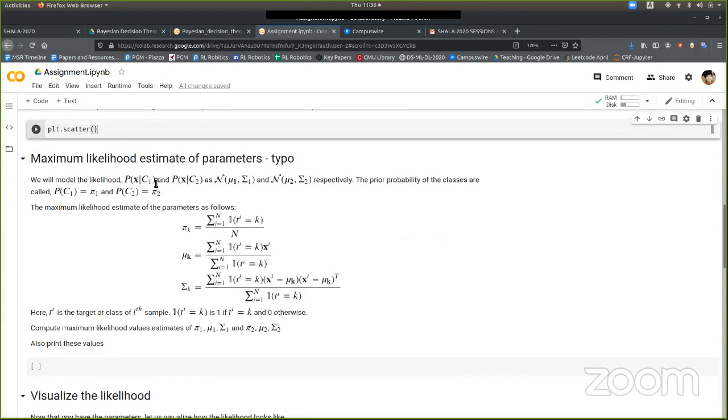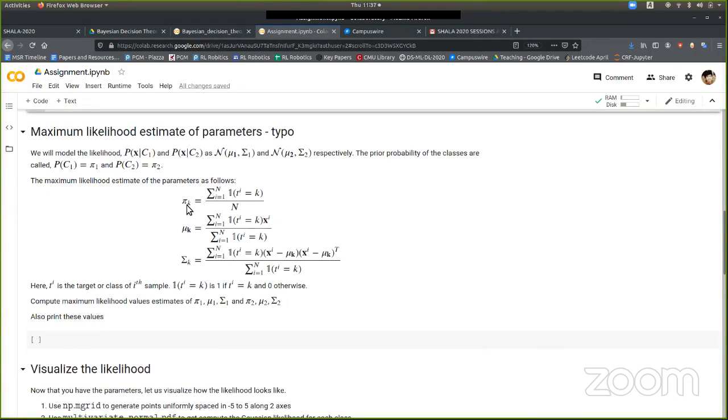So we will model the likelihood. As you know, the likelihood is the probability of the feature given the class. So this is the likelihood for the first class and this is the likelihood for the second class. And we will model them as Gaussian distributions. For the first class, we have mu1 and sigma1, and for the second class, we have mu2 and sigma2. For each of class 1 and class 2, we can compute these three parameters: pi, mu, and sigma. Pi will give us our prior, and mu and sigma will help us determine the likelihood, because once we know mu and sigma, we know what the Gaussian distribution is.